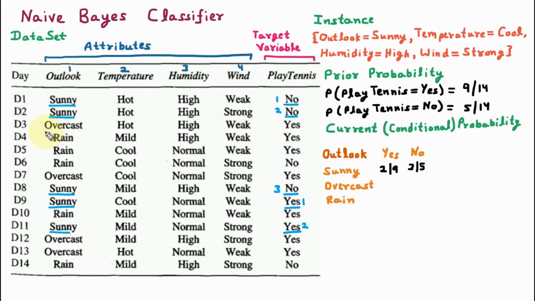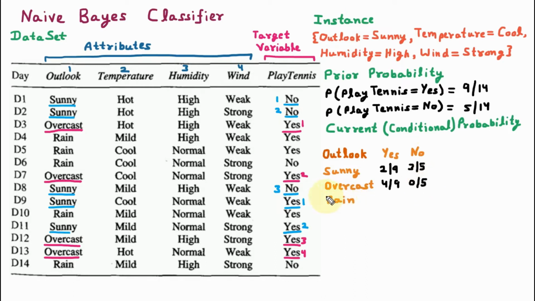So here in the outlook we are highlighting the overcast and their corresponding target output. So here we are checking the number of yes in overcast, which is 1, 2, 3 and 4. So 4 divided by the total number of yes, and that will remain the same, which is 9. And for the no, check the number of no's. So there is no no available. So that will be 0 divided by the total number of no's, which will remain 5.